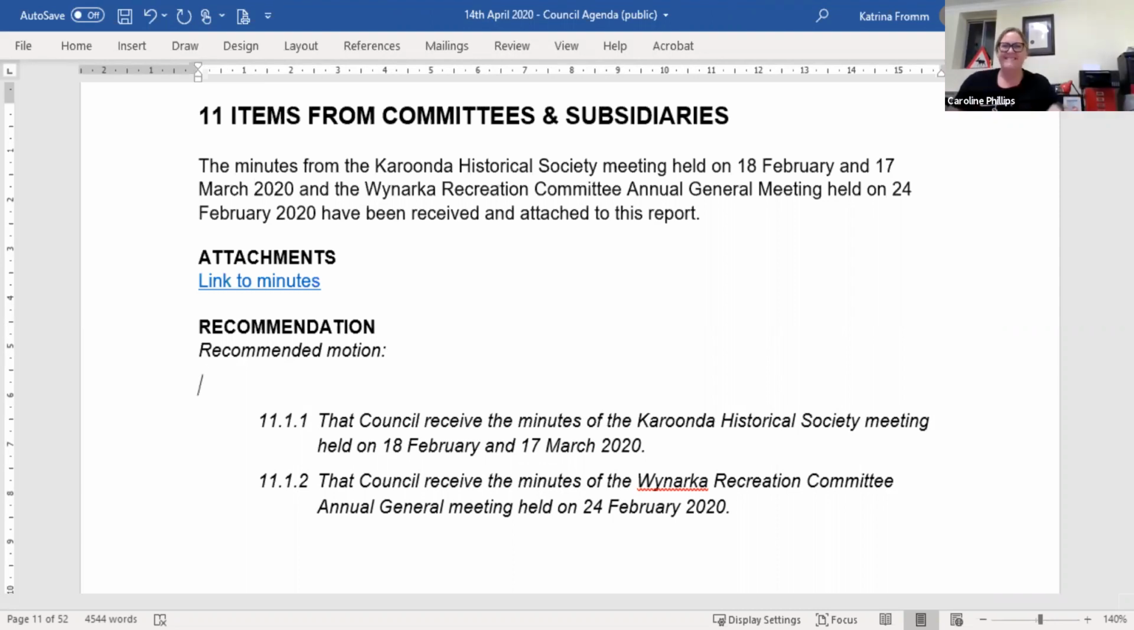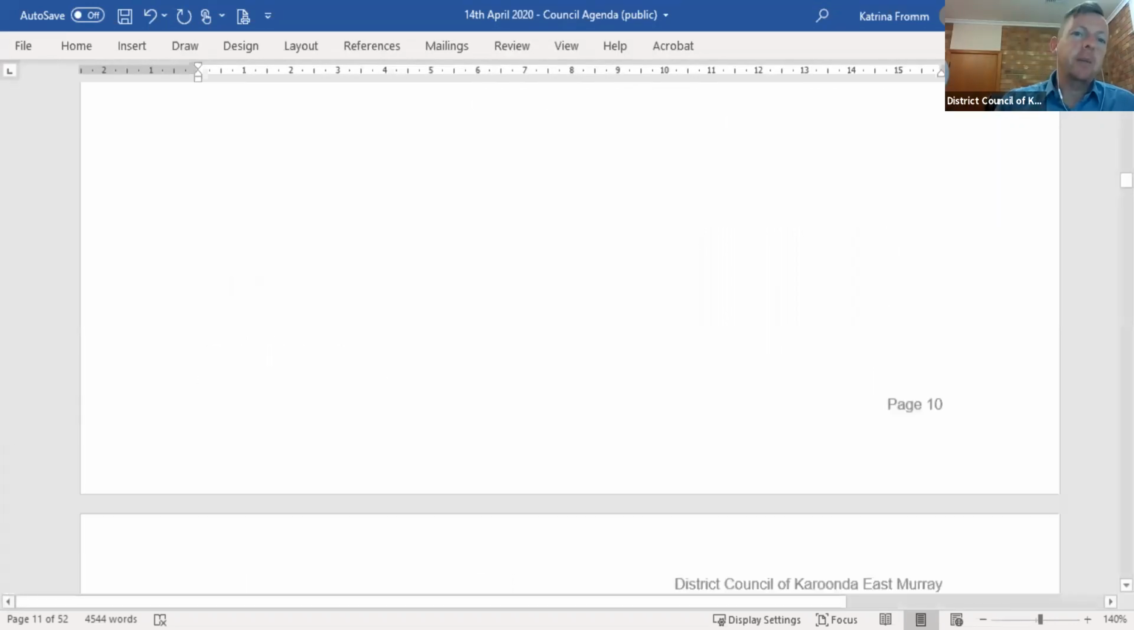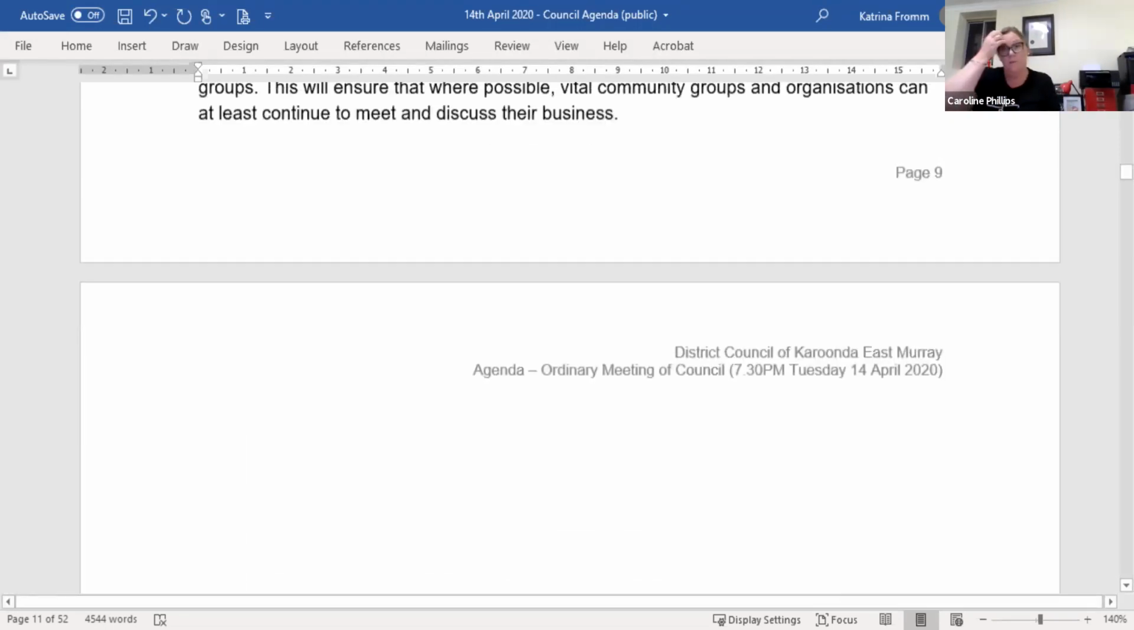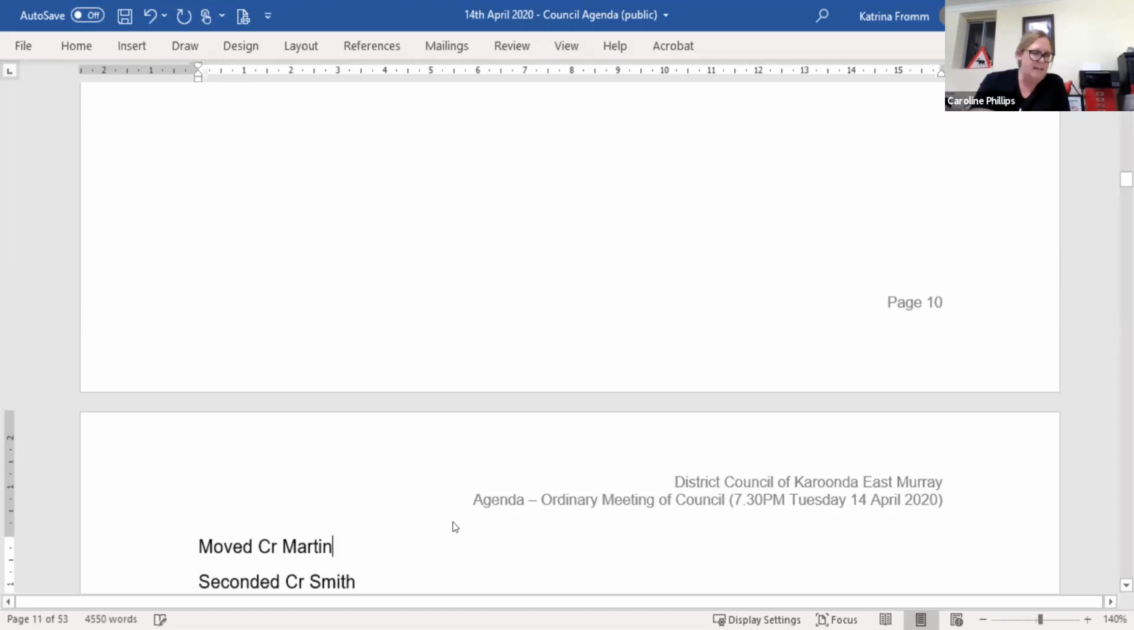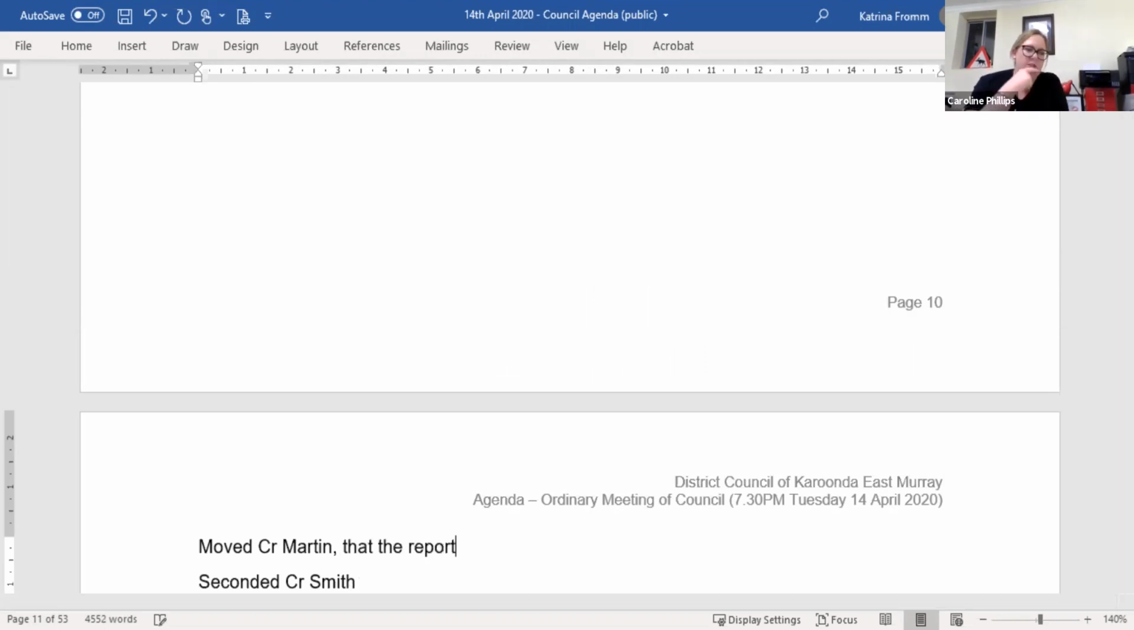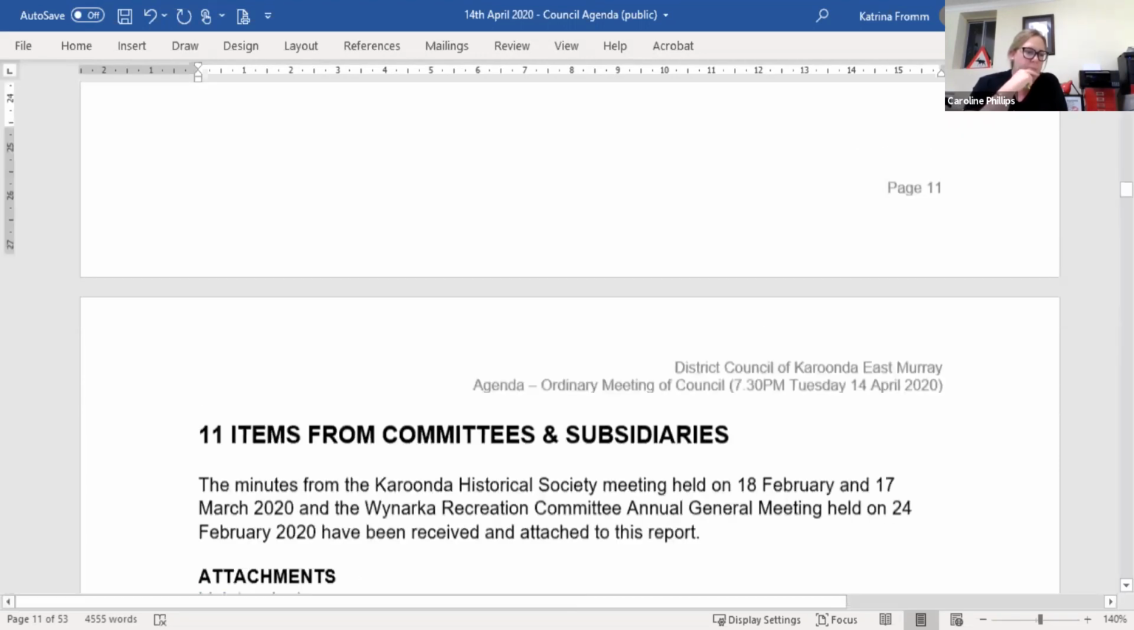Yes. Okay. All right, so there should be a recommendation in there to just note that report. So can someone move that we note that report? Councillor Martin, seconded by Councillor Smith. All those in favour? That's carried. We'll move on to 11, items from committees and subsidiaries.